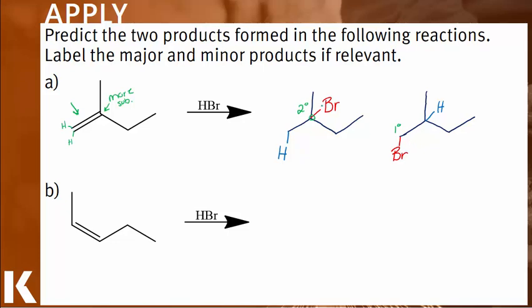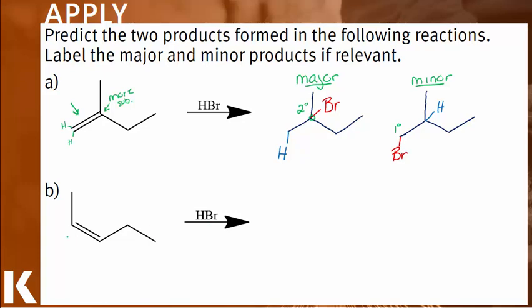And remember that in the absence of any other reagent, we favor the addition of bromine to the more substituted carbon. So this product on the left would be the major product, and this product on the right would be the minor product.